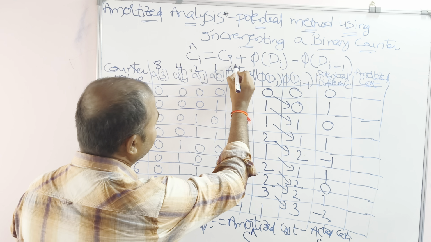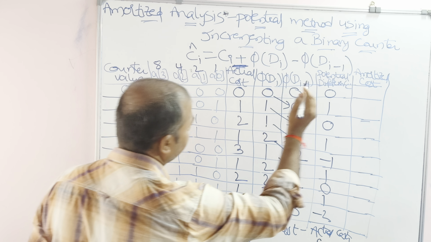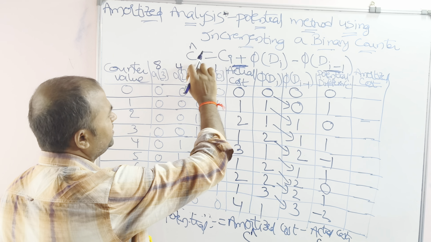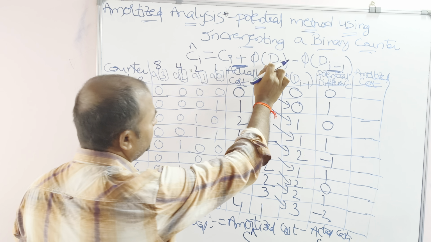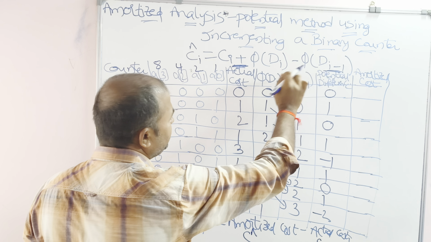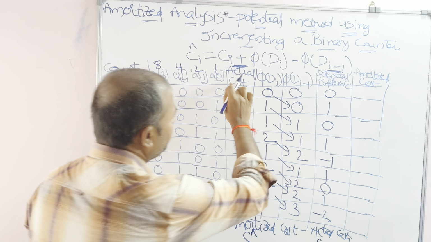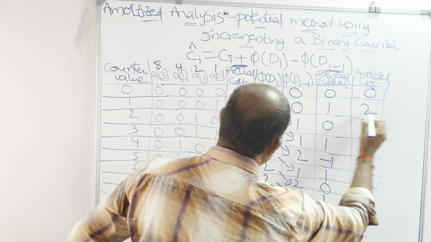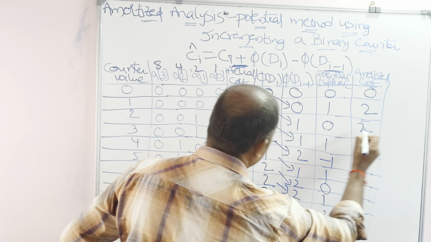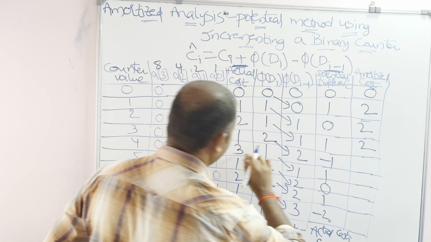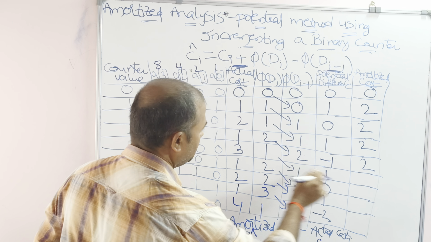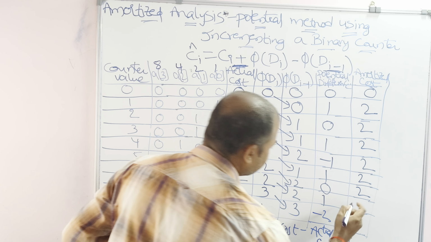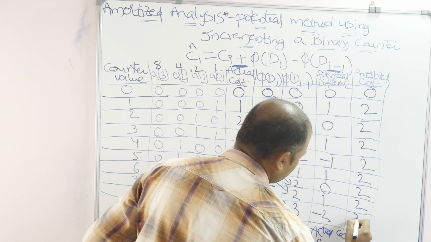So we have to add this column, actual cost column, as well as potential difference column. So actual cost is nothing but Ci, amortized cost is nothing but Ci bar. So potential difference is nothing but pi of di minus pi of di minus 1. So we add these 2 columns. So 0 plus 0 is 0, 1 plus 1 is 2, next 2 plus 0 is 2, 1 plus 1 is 2, 3 minus 1 is 2, 1 plus 1 is 2, 2 plus 0 is 2, 1 plus 1 is 2, 4 minus 2 is 2.